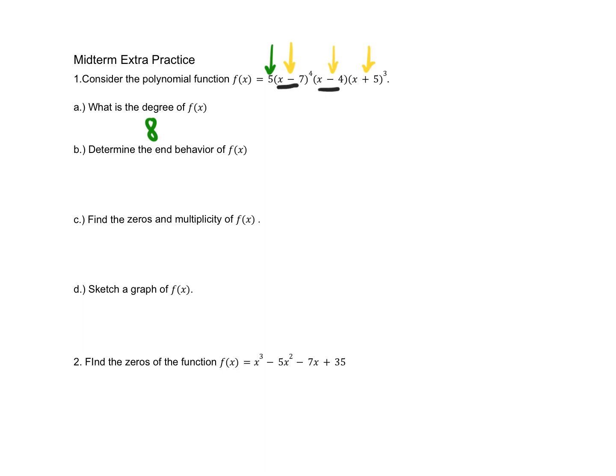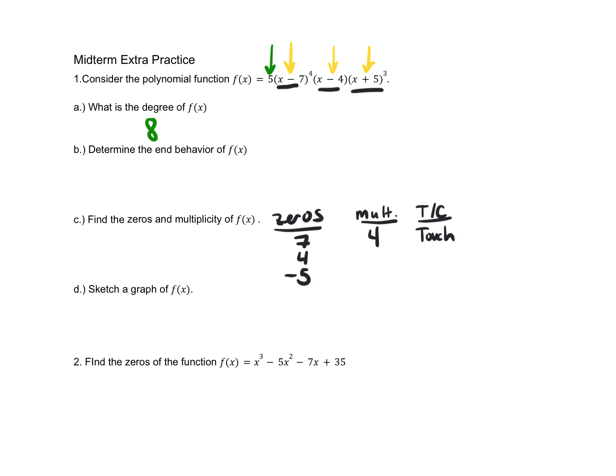The zeros are what makes each of these factors 0. So my zeros are going to be 7, 4, and negative 5, because that's what makes each of those individual factors 0. The multiplicity is how many of each of those I have. So for 7, I have 4 factors of 7, so my multiplicity is 4.